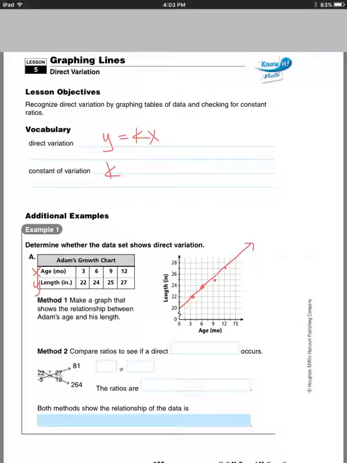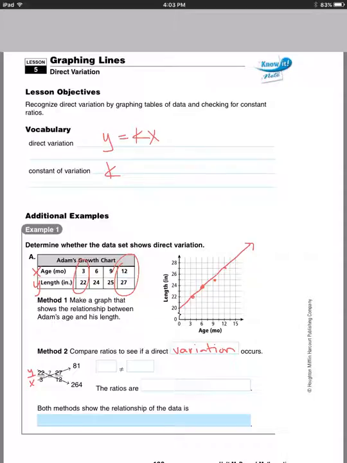Now, the next thing we can do is compare the ratios to see if direct variation occurs. So we can take any two points on Adam's growth chart. So they took this one and they took this one. And they put y over x. So they found the rate of change, y over x. So they had 22 over 3 equals 27 over 12.